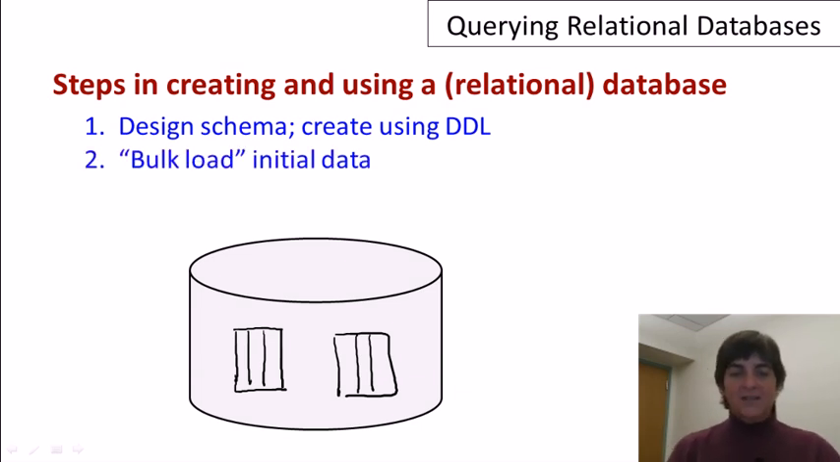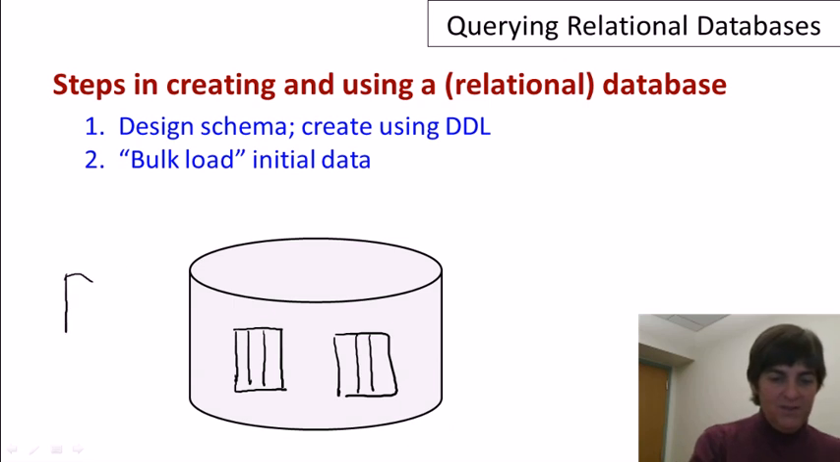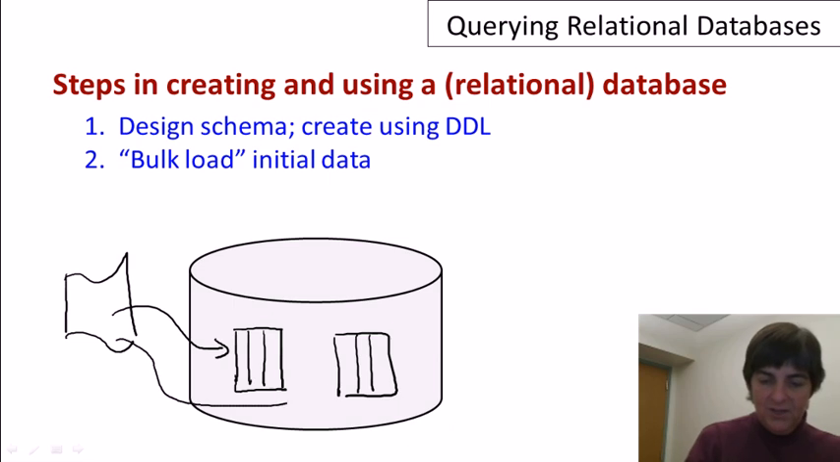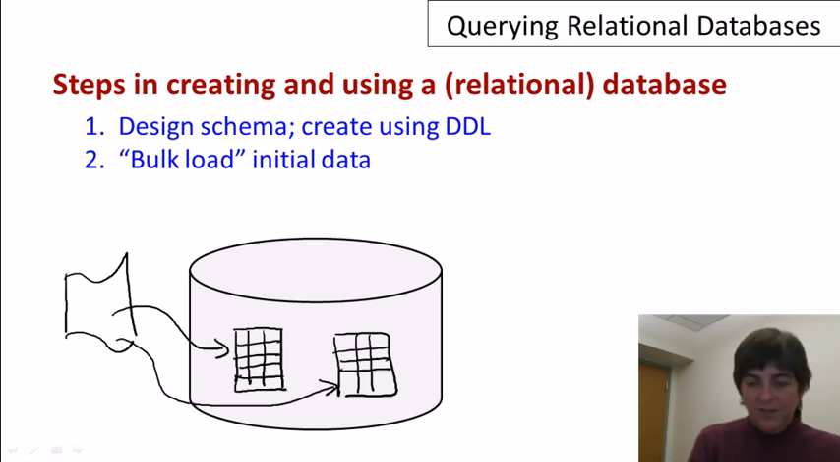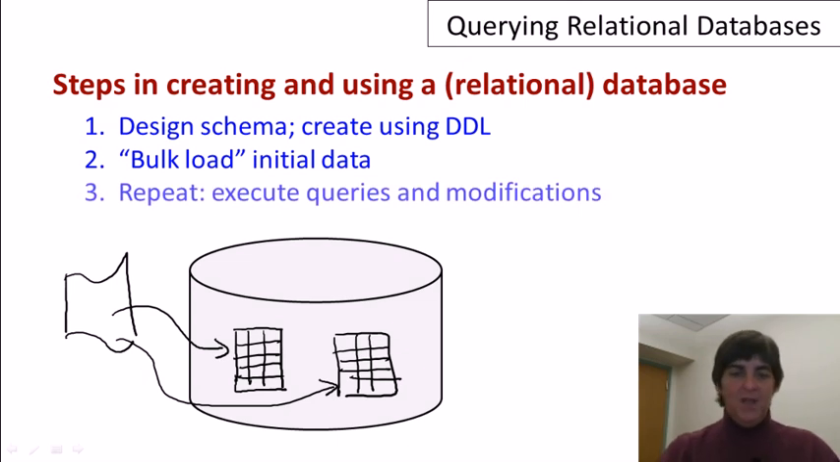Once that's ready, the next step is to load up the database with the initial data. It's fairly common for the database to be initially loaded from data that comes from an outside source. Maybe the data is just stored in files of some type, and then that data could be loaded into the database. Once the data is loaded, then we have a bunch of tuples in our relation. Now we're ready for the fun part, which is to query and modify the data. That happens continuously over time as long as the database is in existence.